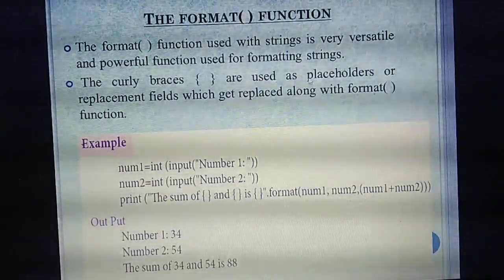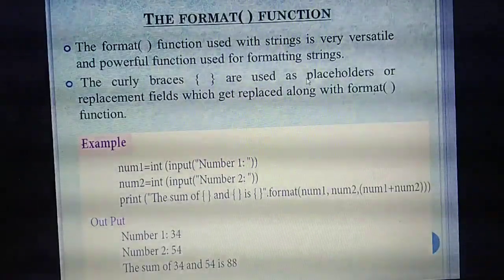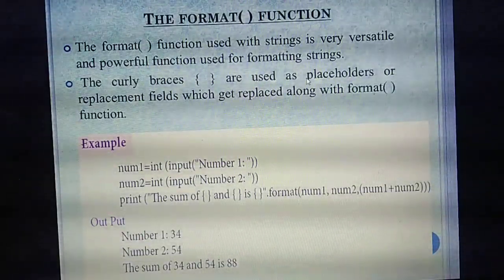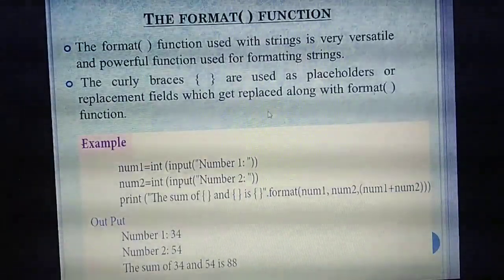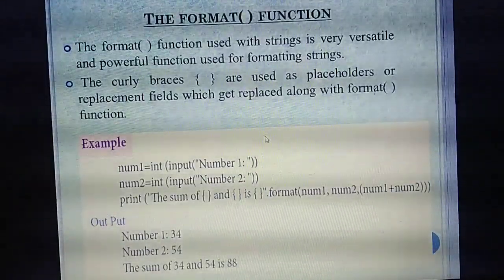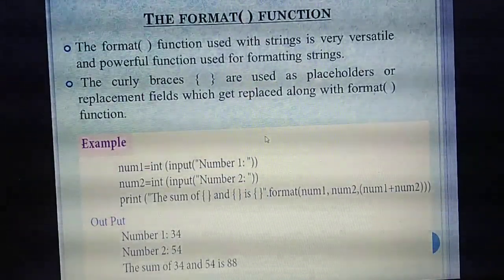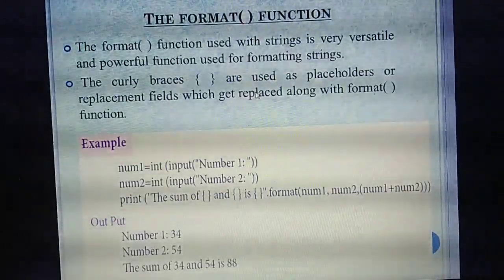This symbol is used as a placeholder. That means it will replace a particular field with this symbol. So instead of writing formulas, or if we need to enter two numbers, we give them inside the brackets. To replace that place, which symbol are you using? Curly braces. So we are using curly braces as placeholders. That means they will hold some values.